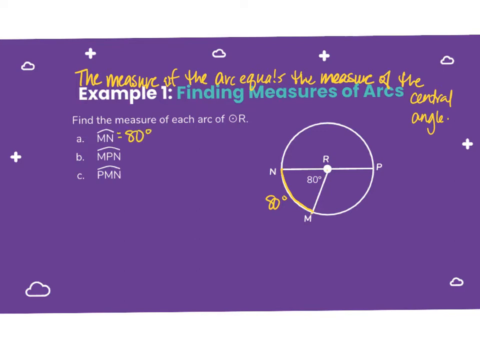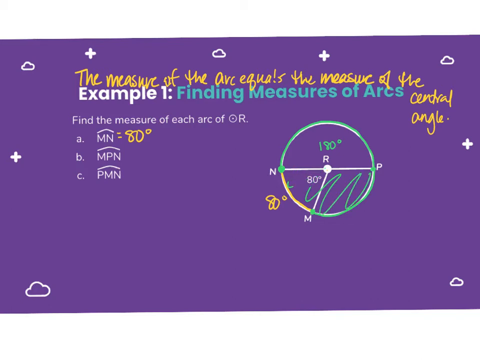Next, we are looking for the measure of arc MPN. So we start with M, then we go to P, and then we stop at N. Now we know that NRP is a diameter, so that whole top half is going to have to be 180 degrees. We know the bottom half is also 180 degrees, like this whole piece here all together.